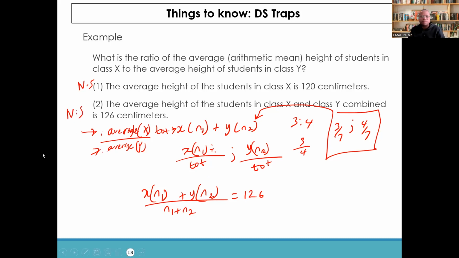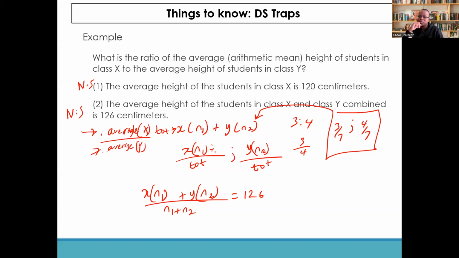Or is it? The next thing is combining them. If you combine them, what do you have? You have the average height is 126. So average height will be X times N1 divided by N, is equal to 126. If you multiply all that, we still need to know about Y, because we need that as well, the average height of students in Y.